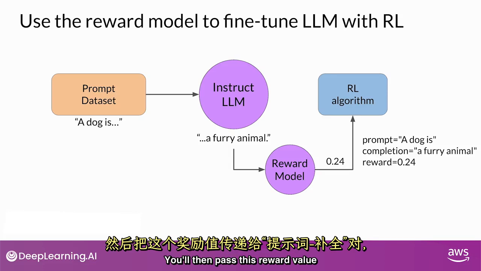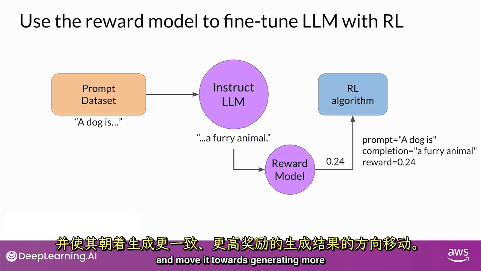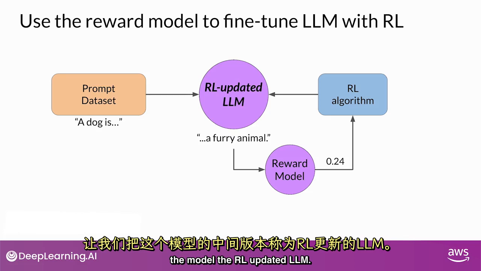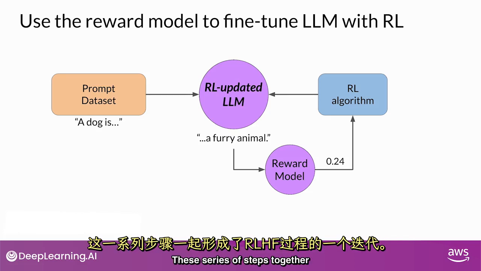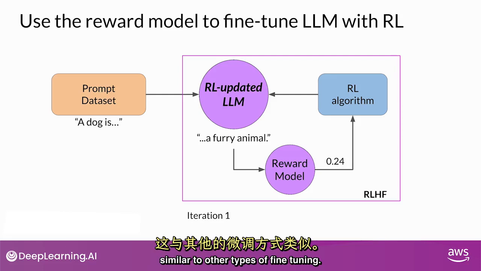You'll then pass this reward value for the prompt completion pair to the reinforcement learning algorithm to update the weights of the LLM and move it towards generating more aligned, higher reward responses. Let's call this intermediate version of the model the RL updated LLM. This series of steps together forms a single iteration of the RLHF process. These iterations continue for a given number of epochs, similar to other types of fine-tuning.